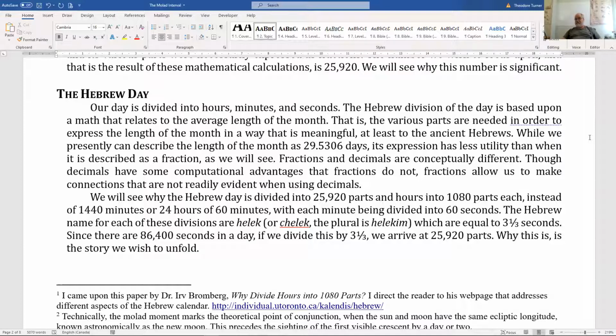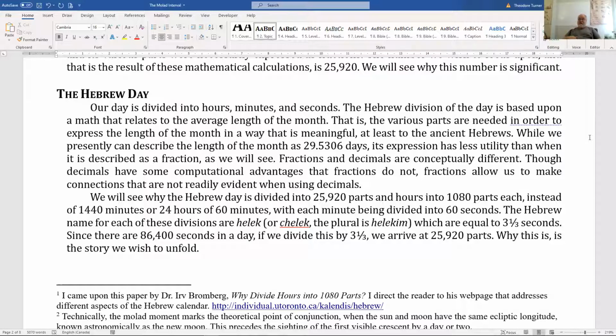Fractions and decimals are conceptually different, though decimals have some computational advantages that fractions do not. Fractions allow us to make connections that are not readily evident when using decimals. We will see why the Hebrew day is divided into 25,920 parts and hours, which are 1,080 parts each, instead of 1,440 minutes, or 24 hours of 60 minutes, with each minute being divided into seconds. The Hebrew name for each of these divisions is chelek, and the plural is halachim, which are equal to 3 1/3 seconds. Since there are 86,400 seconds in a day, if we divide this by 3 1/3, we arrive at 25,920 parts. Why this is the story we wish to unfold.